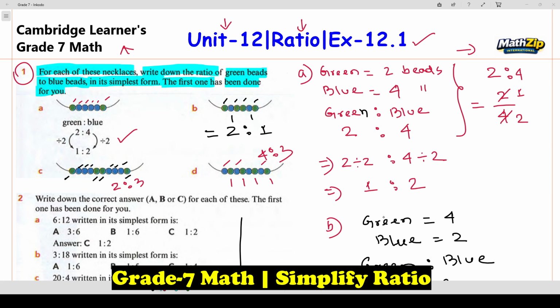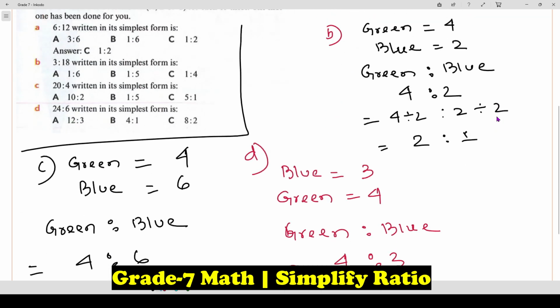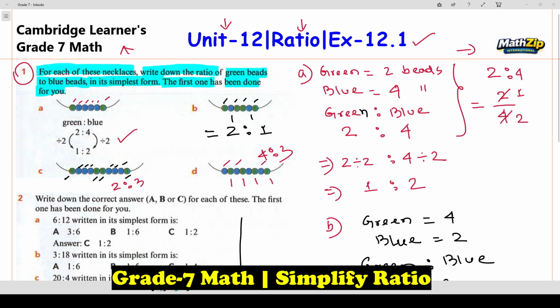Cambridge Learners Book Grade 7, we are starting Unit 12 Ratio, Exercise 12.1 from today. Step by step, we will try to solve every math. I hope you will learn lots of things from this channel. So, let's get started.